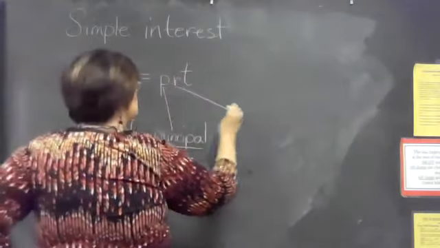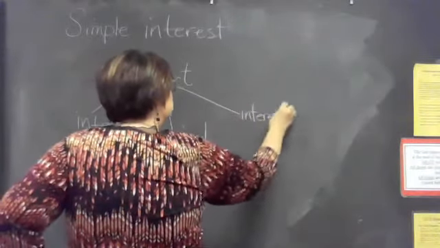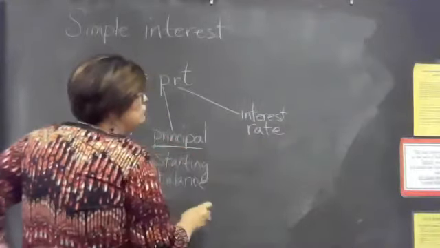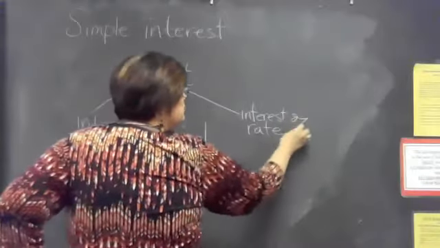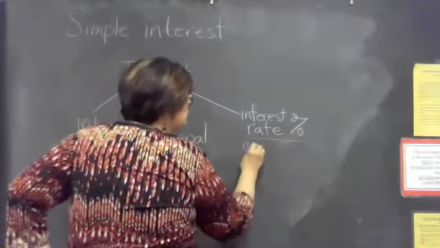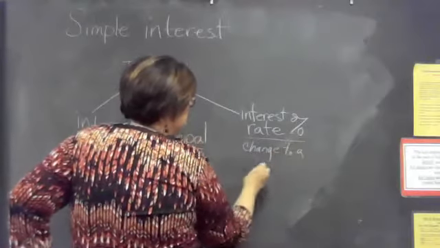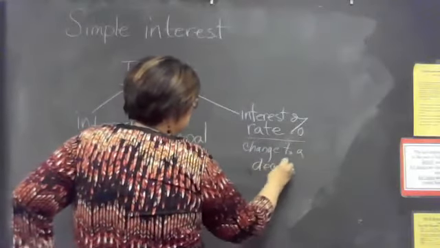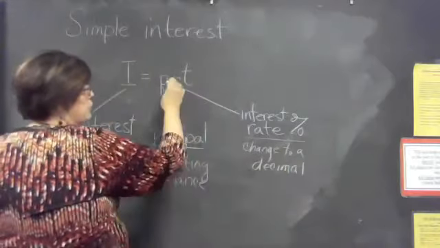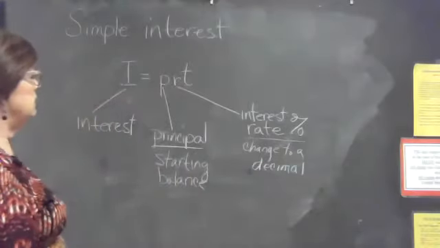R is the interest rate. Now the rate will be given to you as a percentage, but in order to work the problem, you'll have to change it to a decimal. That's why we practice that in the beginning.